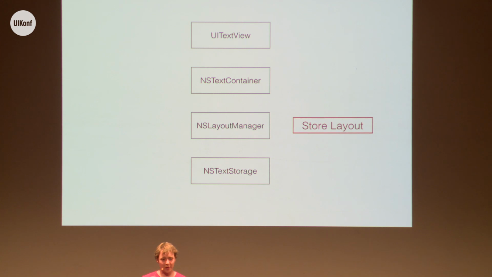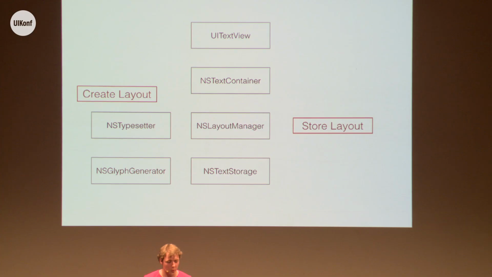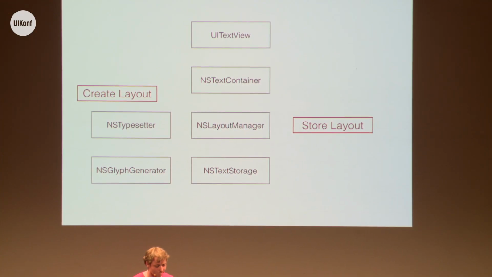So then the question is, if the layout manager only stores the layout, who controls the layout? Well, there are two more classes I didn't show you. There's NSGlyphGenerator and NSTypesetter, which are the two that create the layout. The flow is more like this. The text is taken from the text storage by the glyph generator, converted into glyphs. We'll get into that in a second. Then the glyphs are placed inside the line rectangles that are returned from the text container. Once the layout is computed, it's stored inside the layout manager, and then only rendered into the UITextView.